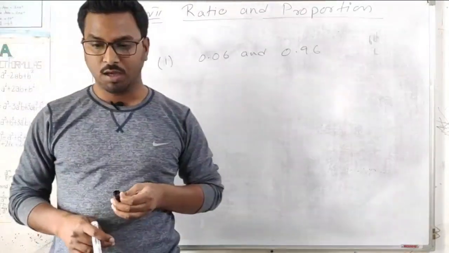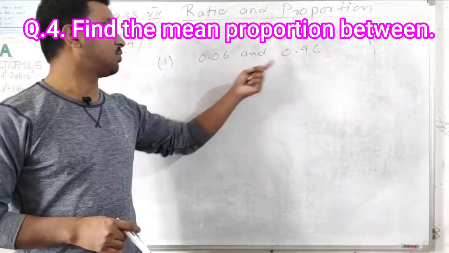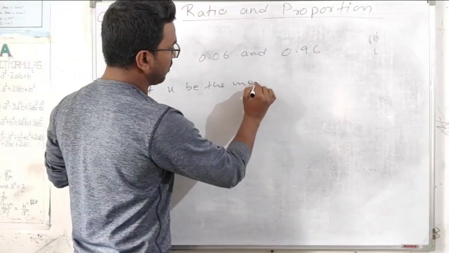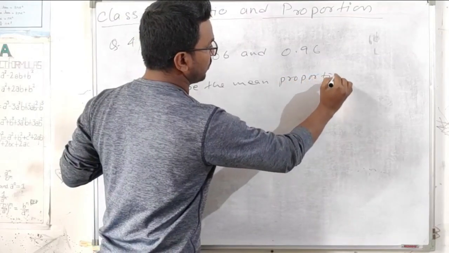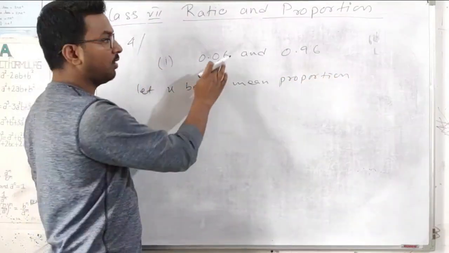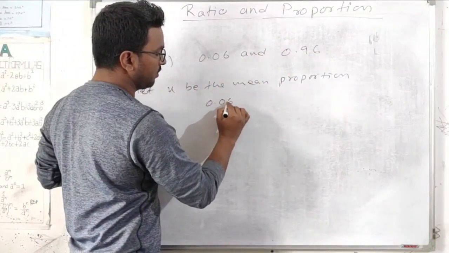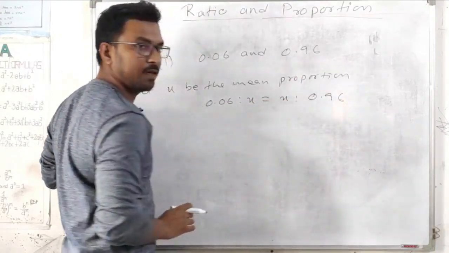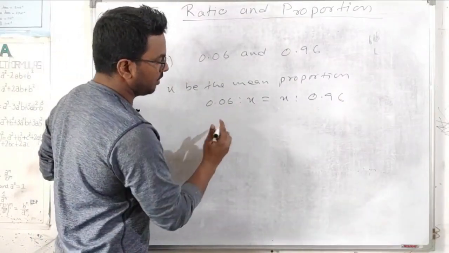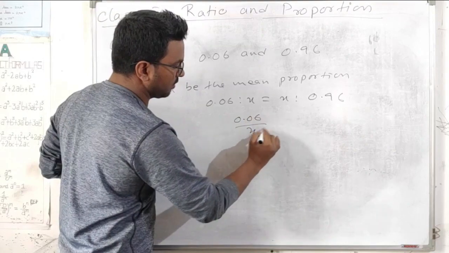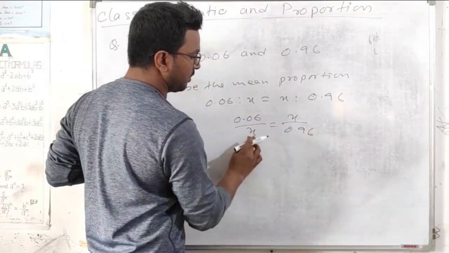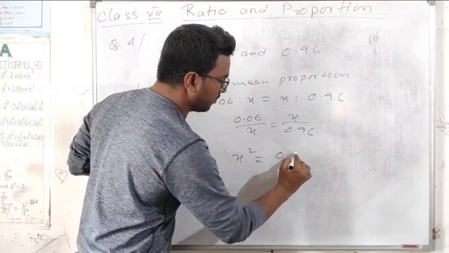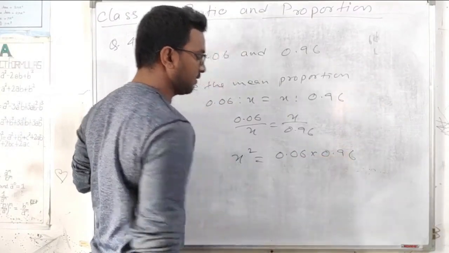So our next question is: find the mean proportion between these two numbers. Find the mean proportion. So let x be the mean proportion. Mean proportion means it lies between these two numbers. So this can be written 0.06 is to x equals x is to 0.96, isn't it? So this can be written as 0.06 by x and x by 0.96. So if you multiply this one, it will become x square, and this one, if you multiply, it will become 0.06 into 0.96. Okay.